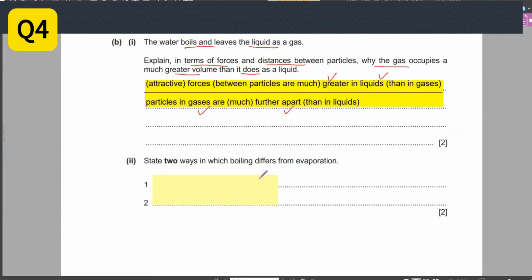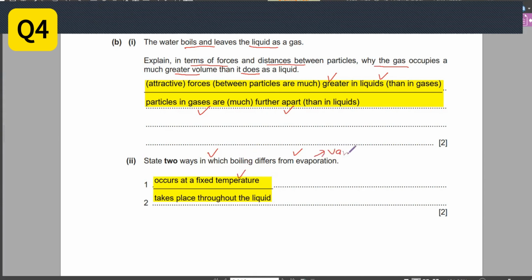Straightforward. State two ways in which boiling differs from evaporation. Boiling happens at a fixed temperature only. Evaporation is at variable temperature. So for example, water boiling is at 100 degrees Celsius, but evaporation can happen at 20, 50, 70 degrees Celsius also.